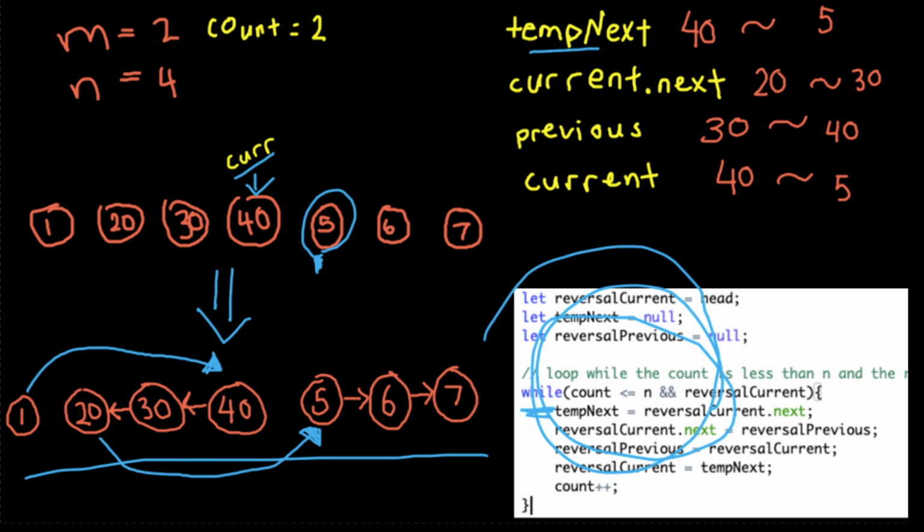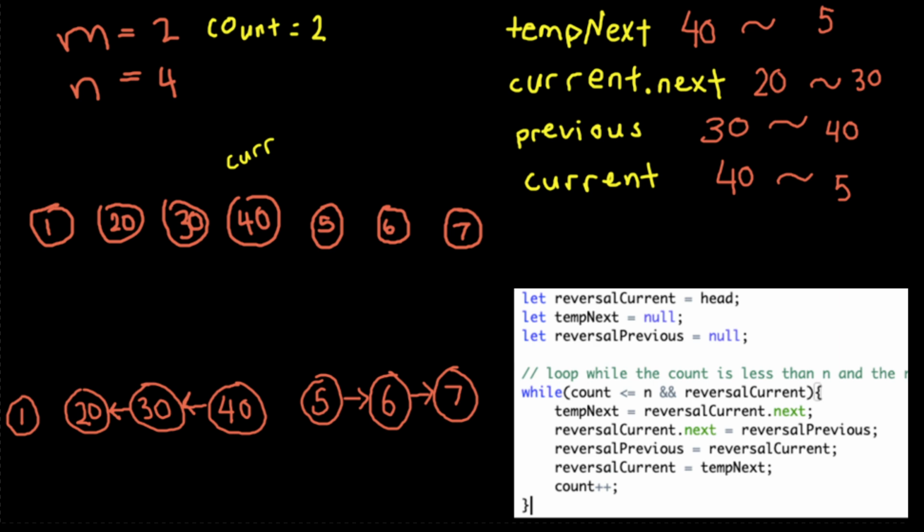Because over here, all I did was change the direction of the arrows, okay? I didn't actually redraw them. Because if you redraw them, obviously you have 1, 40, 30, 20, 5, 6, and 7, and everything pointing to the right. So that's what will happen if you go through that different way.